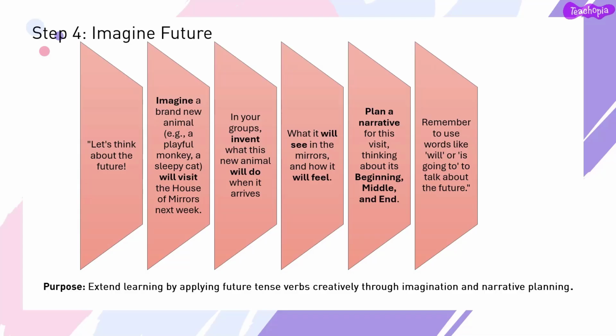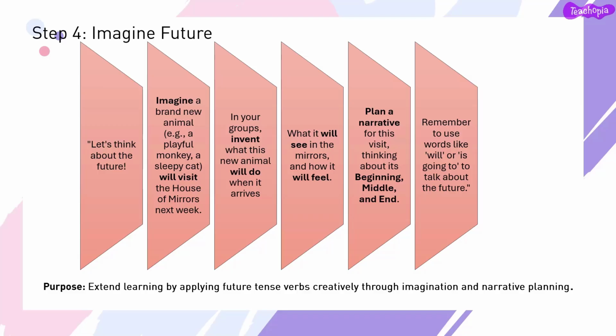Imagine the future. So let's talk about future tense. Let's think about the future. Imagine a brand new animal. For example, a playful monkey or a sleepy cat will visit the House of Mirrors next week.